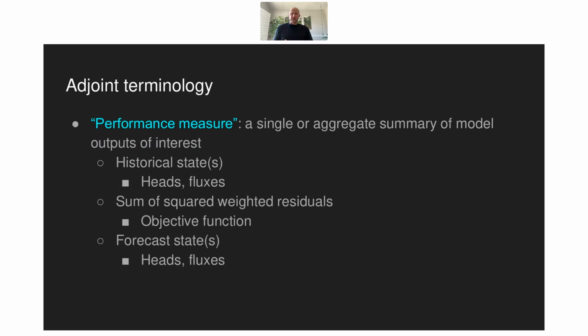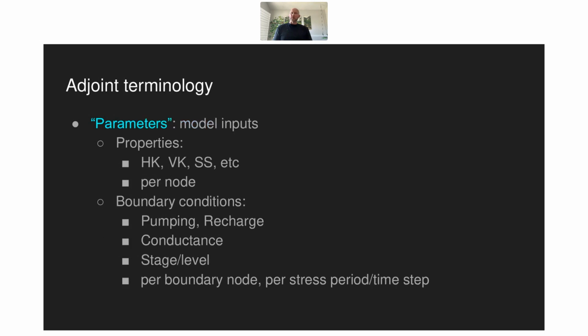It can also be the objective function from calibration, so we can treat the objective function as a performance measure. They can also be the forecasts. The future fluxes from the system can be a performance measure. So that's just the word we use in the adjoint world to talk about the outputs of interest from the model. Parameters are still there. That's the other side of the adjoint equation.